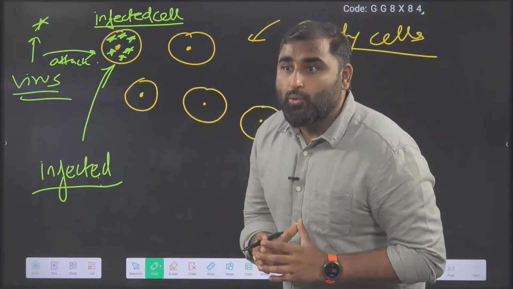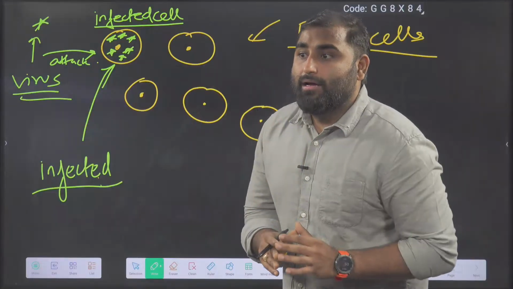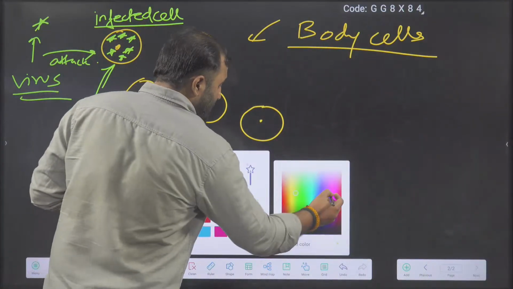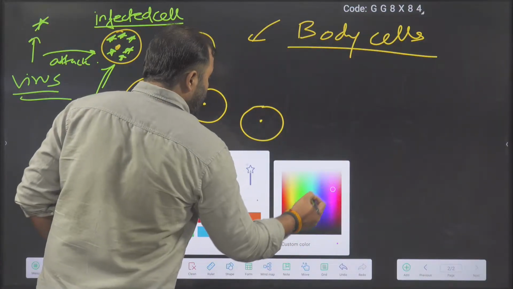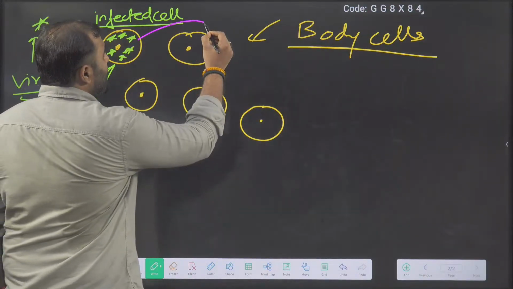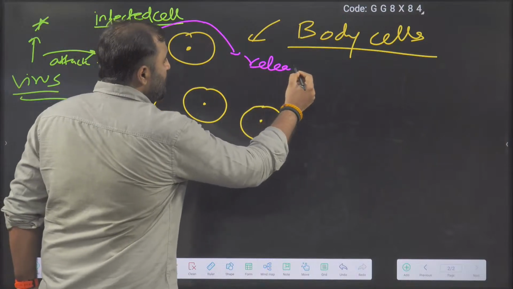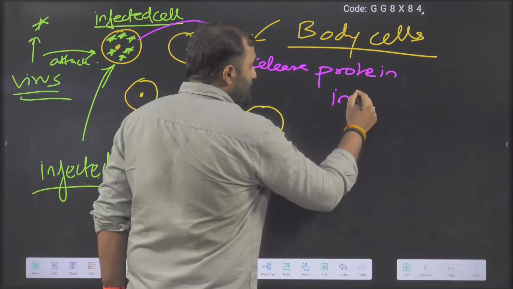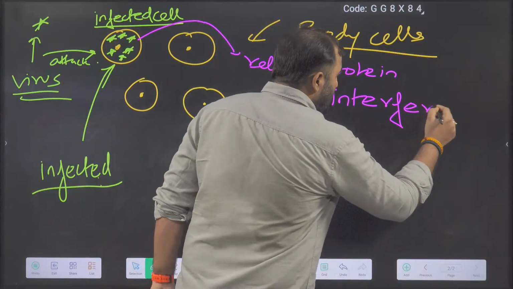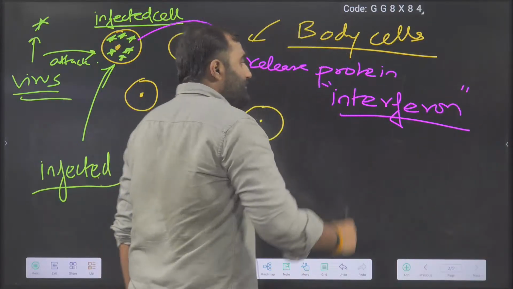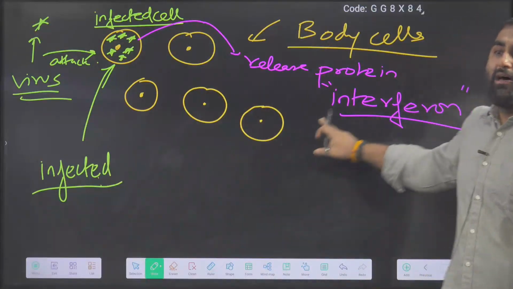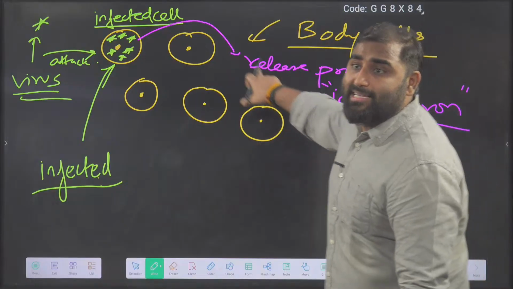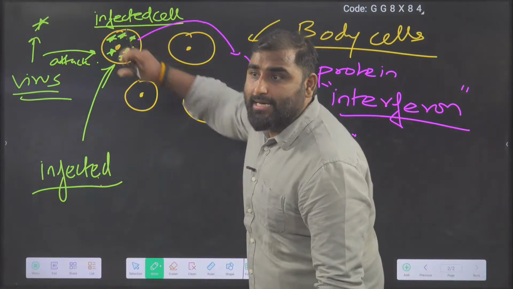So what can it do? It will release a chemical. This infected cell will release a chemical, and the chemical is called a protein called interferon. It will release a protein called interferon. So interferon is a protein chemical released by the virus infected cell.